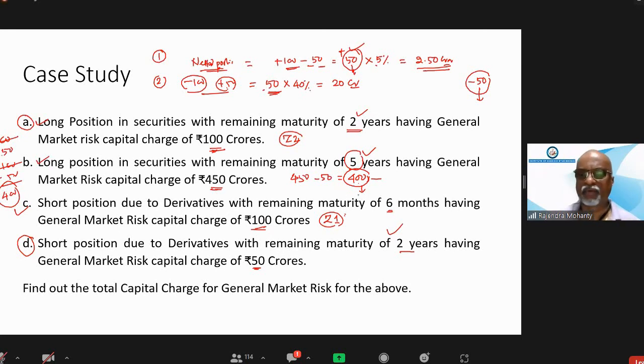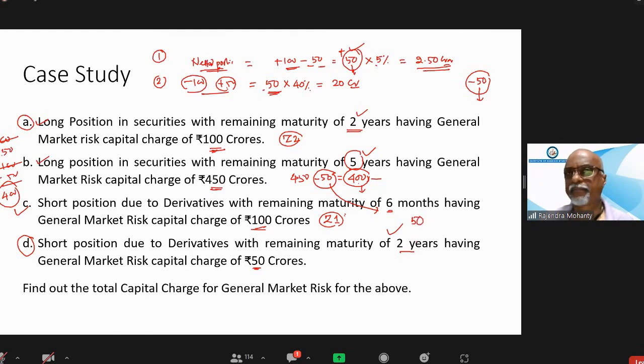This netted amount, what is the netted amount? Here we have to see the netted amount. Always we are looking at the netted amount, whatever netted amount is there. So netted amount is 50. And now we see in which zones they belong.